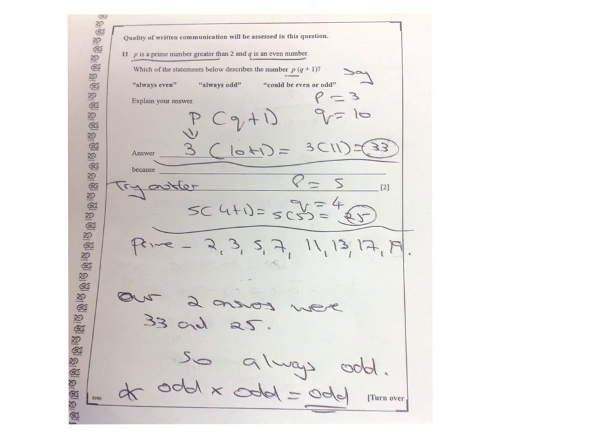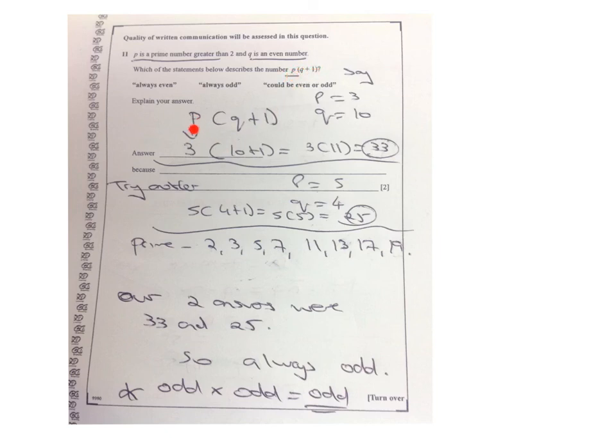The key thing to note is P is a prime number greater than 2. Well, we clearly must know our prime numbers. Write them in: 2, 3, 5, 7, 11, 13, 17, 19. And Q is an even number. Well, any even numbers are 2, 4, 6, 8, 10, and so on. Now here's the key thing. Which of these statements below describes this? That means P multiplied by Q plus 1.